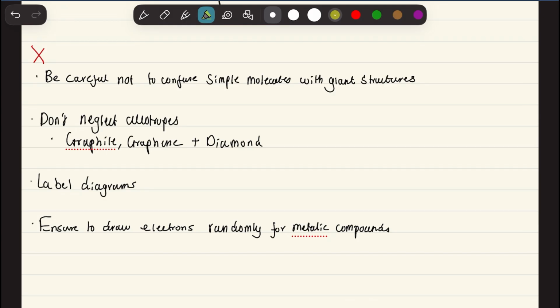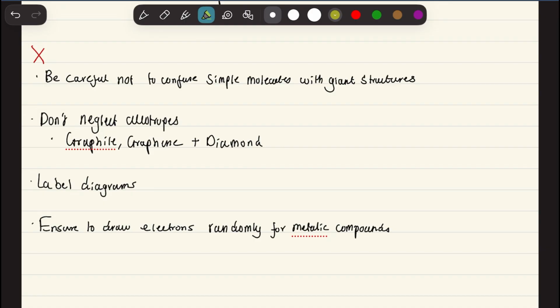Allotropes are very easy to forget because, I'll be very real, I barely ever remember being asked about them. Thankfully, it's only graphite, graphene and diamond you need to know. You don't need to know about Buckminsterfullerene or whatever. Just learn those 3, it doesn't take too long. Very good to know just in case. Diagrams: label them, literally. It's normally a mark in the exam to label a diagram, so make sure you do that if you're asked to draw one.